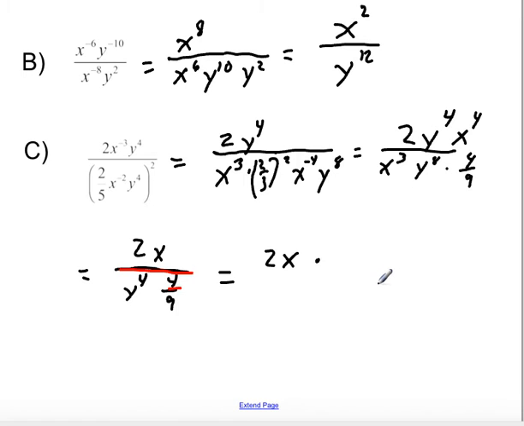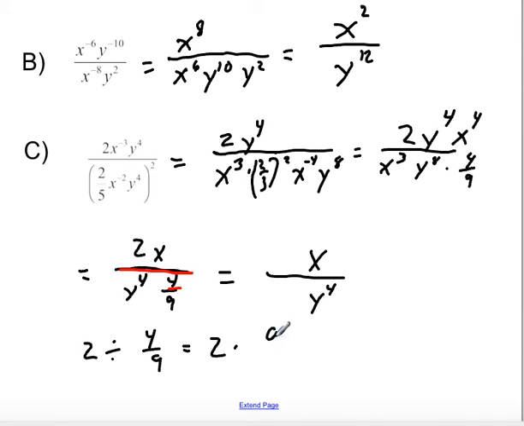So maybe we'll just deal with our numbers here. I think that might be easiest. Trying to think through what would be easiest here. So I think I'm going to leave my answer here with the x and the y to the 4th, because there's nothing wrong with those. We've got an x and we've got a y to the 4th. It's our numbers here that are kind of messed up. So I've got 2. Right now it's divided by 4/9. So we can change that into a multiplication statement by flipping the second fraction and changing it into multiplication.